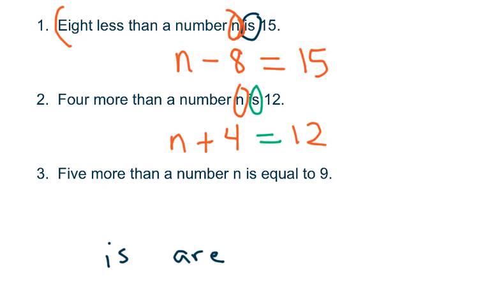5 more than a number n is equal to 9. So we write down n. 5 more than that is equal to. Now this one says is equal to, we could have easily just said is 9, but you might see it like is equal to, but basically it's the same thing. It's the same as is, just different ways to say the same thing. Okay.